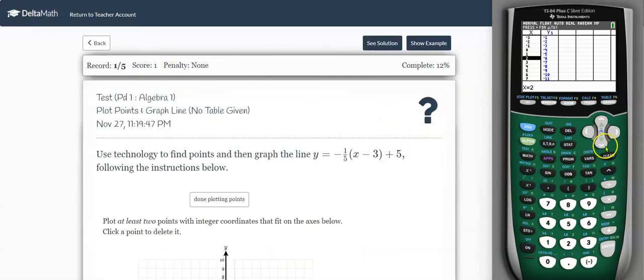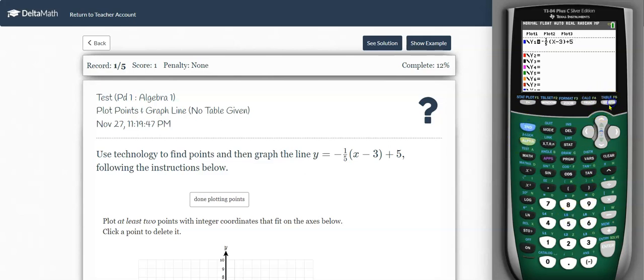Okay, again, clear your y equals button here of any old data. I'm going to type negative, and I'm going to press the fraction button, right? Alpha, y equals. So negative 1/5, parentheses, x minus 3 plus 5.